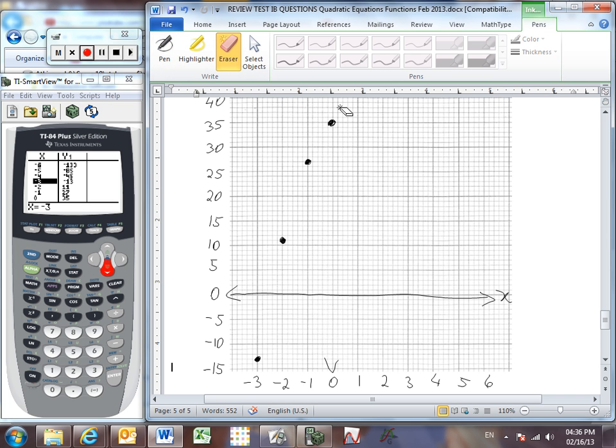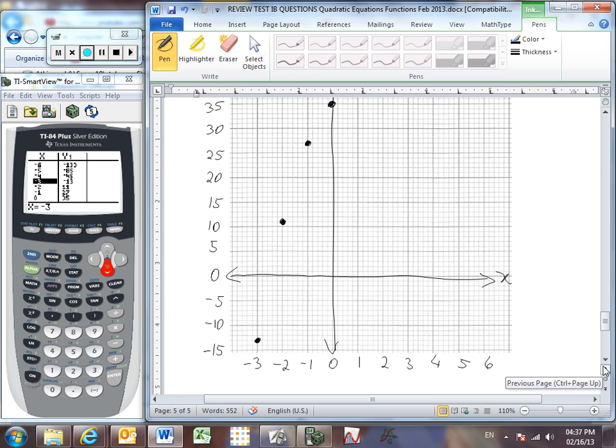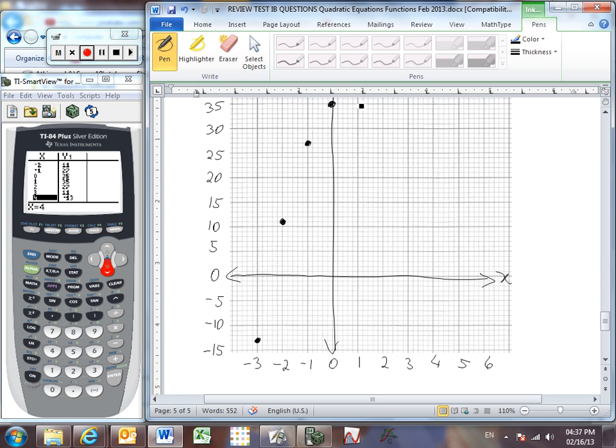Oh, shouldn't have done that, sorry. I've got to redraw my y-axis now. In fact, it's not a y-axis, is it? It's an a-axis, because my dependent variable is area. Alright, let's keep going. When my x value is equal to 1, I can see that I'm at 35 again, and then I'm at 27 when I'm at 2, and when I get to 3, I'm at 11, and when I get to 4, I'm back into the negative region at -13.